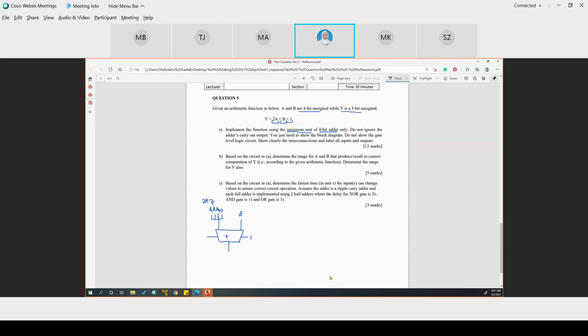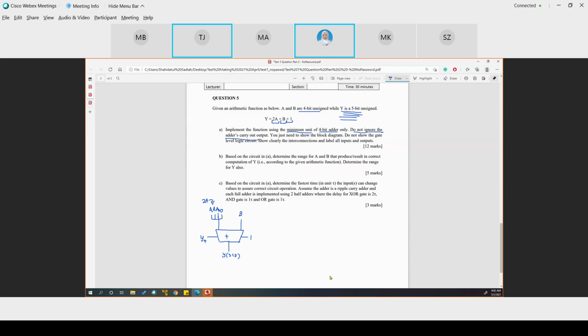And the output, Y is 5-bit, right? So this is Y0 to 3 here. And this is Y4, your Y4. So that's what it means by do not ignore the adder's carry output.